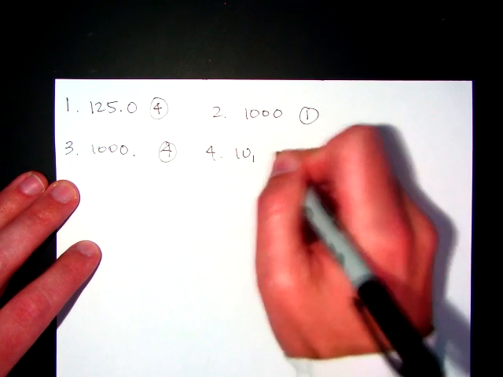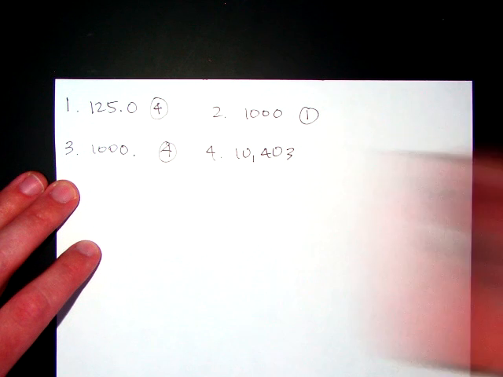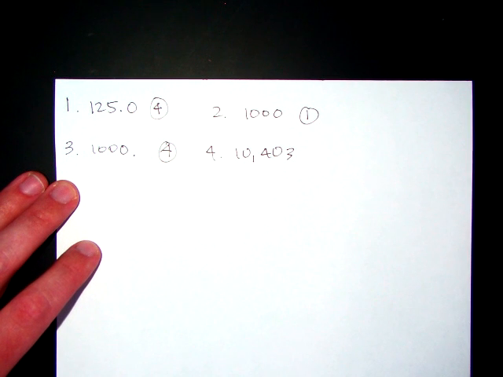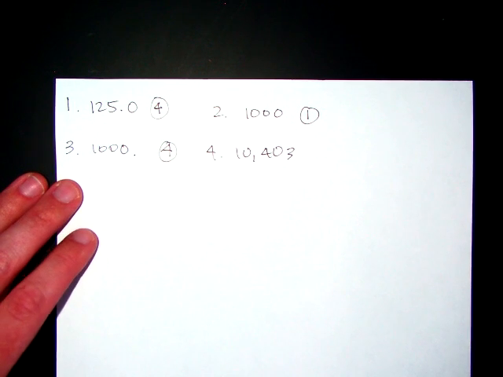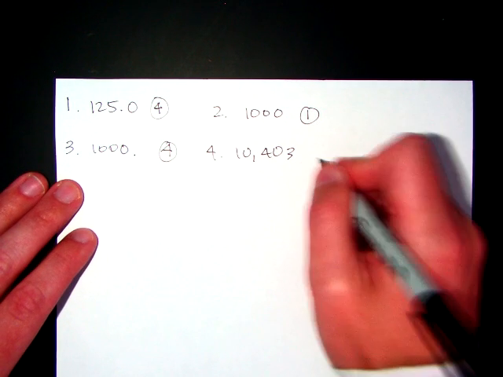Zeros in between, like 10,403. All those zeros are important. They don't just keep a space. They're there for a reason. So that's 10,403. It's got 1, 2, 3, 4, 5 significant figures.